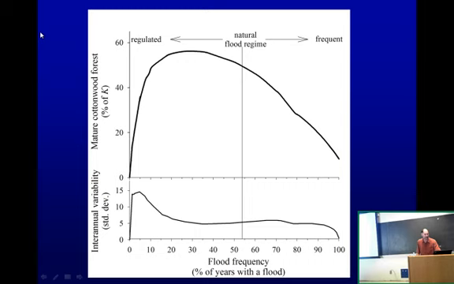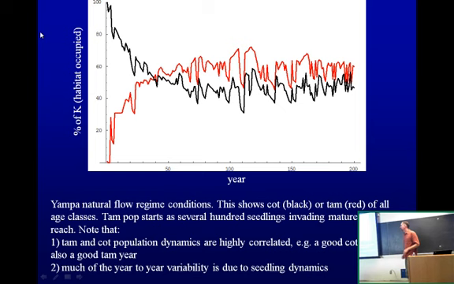Okay, so now let's add tamarisk to the mix. This is the two-species model. None of this is brand new, but none of it is published either. I'm going to show you a number of different model runs here. Essentially we have the percent of habitat occupied by the two species. Under natural flow regime conditions, this is basically what you get.